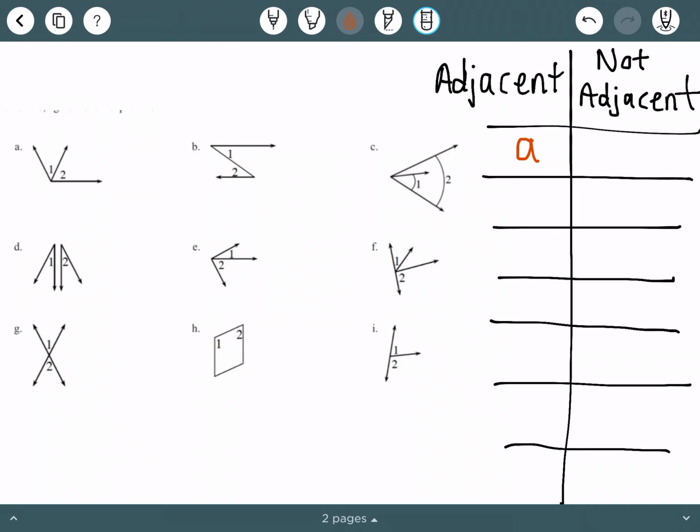All right, let's look at B. In B, we have angles 1 and 2. And when we look at them, it does appear that there's a common side here. However, if we look at the vertices, the vertex of angle 2 would be here, and the vertex of angle 1 would be here. So they do not share the same vertex, meaning that we are going to place B in the not adjacent category.